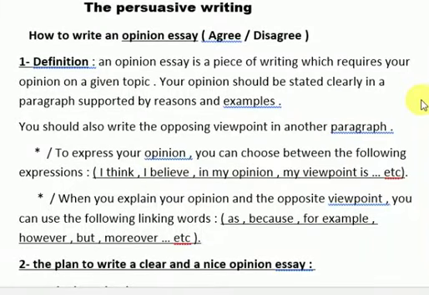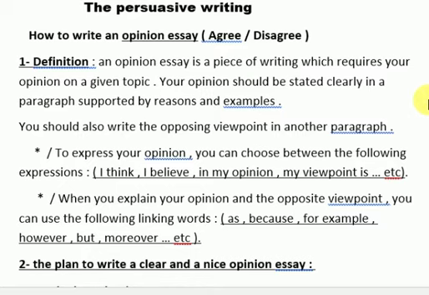Good morning, students. Today's lesson is about writing. It's about persuasive writing or opinion writing. How to write an opinion essay, agree, disagree. So let's have a look at the definition of opinion essay.